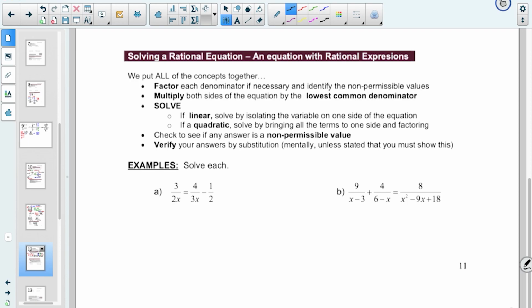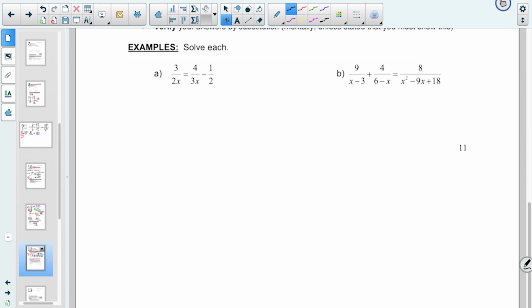If it's linear, we're just going to try to get x on one side. If it's quadratic, we're going to set our equation equal to 0, which just means moving everything to one side, and then factoring. We're going to make sure that we compare our answers to our NPVs, and then we're going to verify our answers by substitution. We can typically do this just mentally, unless it's stated that we need to show our work for verification. I'll verify for the first few examples, and then after that, I'll leave that to you to check on your own. So jumping right into it, let's take a look at our first problem.